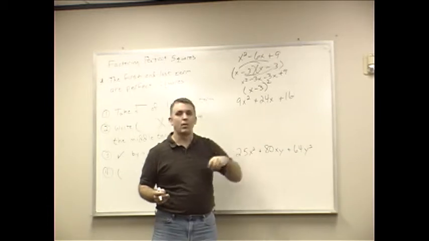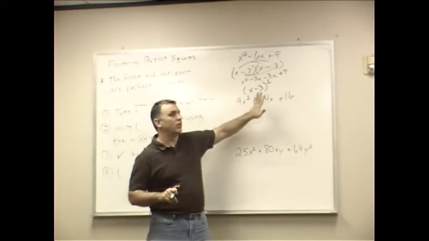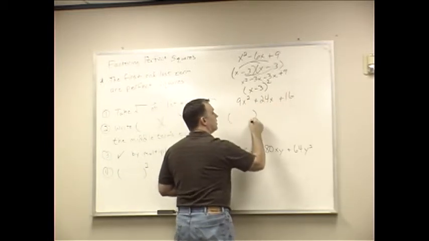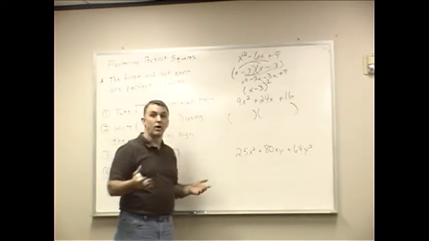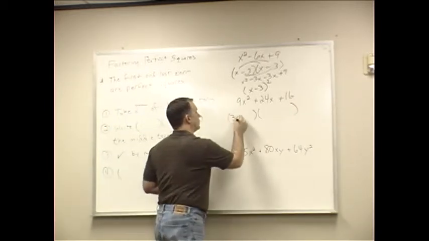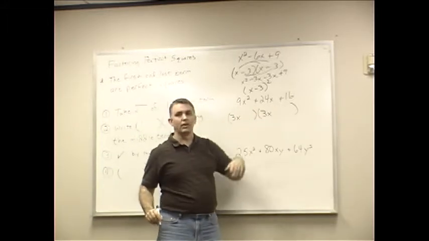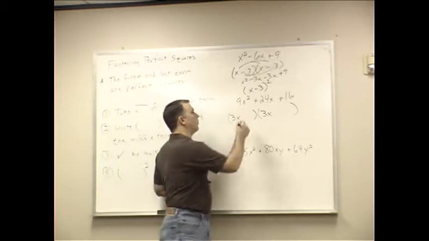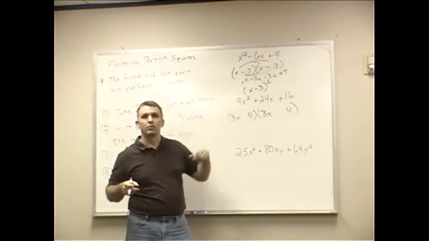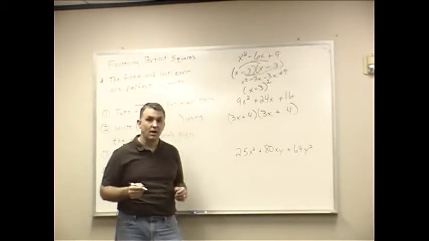I've got 9x squared plus 24x plus 16. This is a perfect square, and this is a perfect square. They're perfect squares because I can take the square root of them. What's the square root of 9x squared? It's 3x and 3x. And what's the square root of 16? The square root of 16 is 4. So I'm going to write a 4 and a 4. And what's the sign on my middle term? The sign on my middle term is positive, so I'm going to write pluses.